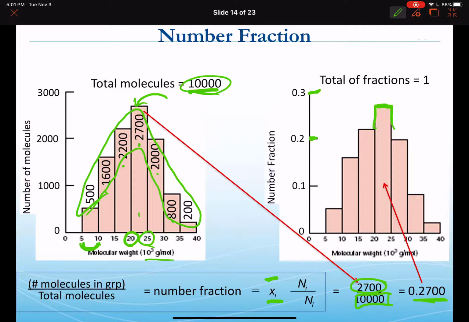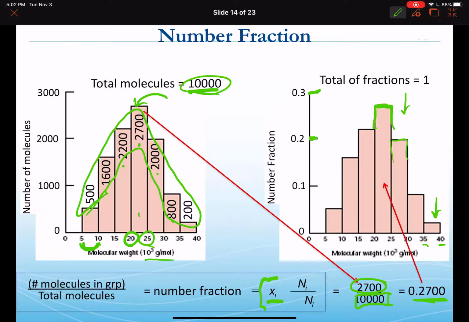That's our middle bar. Okay, so when applying that same approach to all the other entries, for example, the final one would be 200 divided by 10,000 to give us this value here. We would get that smallest bin at the highest molecular weight option, where the average is between 35 and 40,000. And for, say, the next category to the right of our tallest here, we would have 2,000 divided by 10,000, and that would give us a number fraction of the 0.2 shown here.